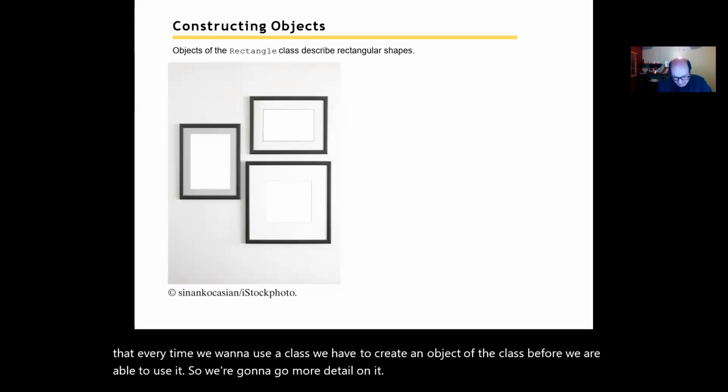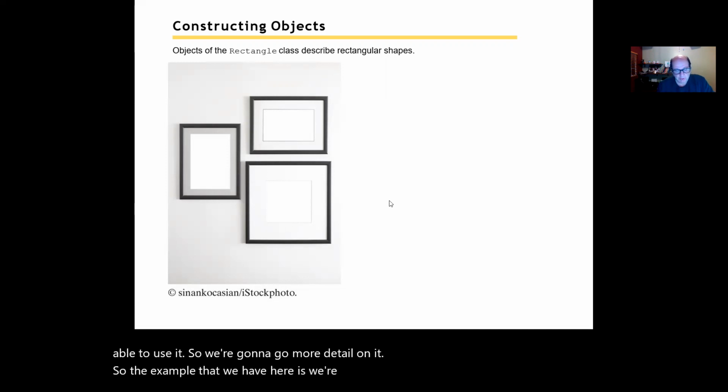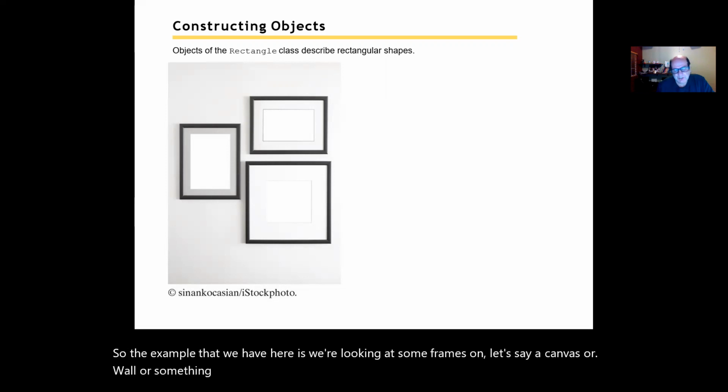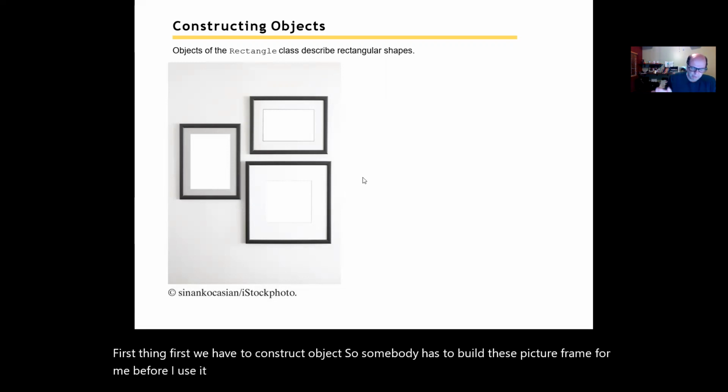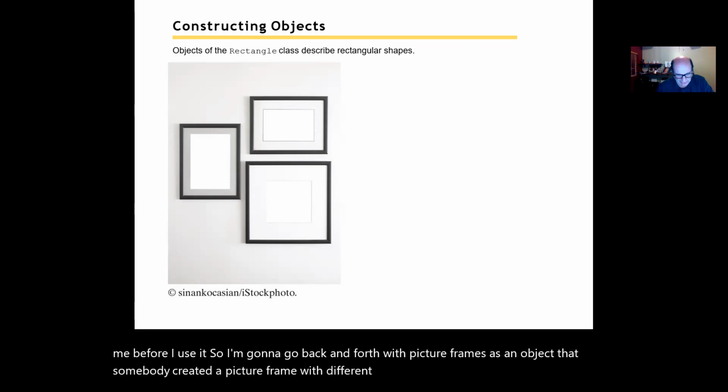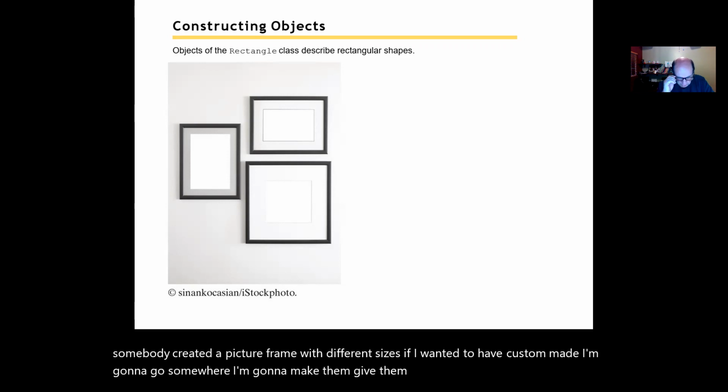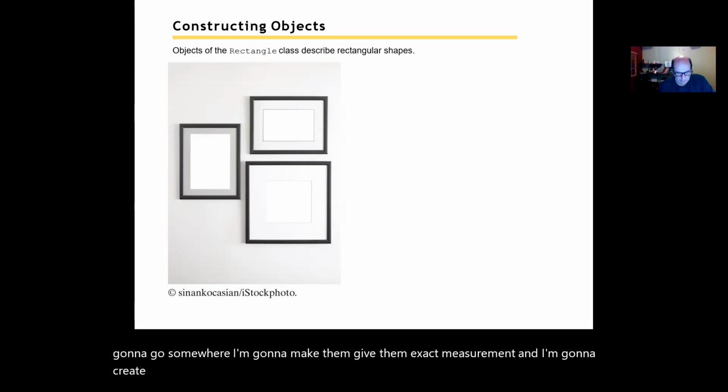So the example that we have here is we're looking at some frames on, let's say, a canvas or a wall or something. First things first, we have to construct the object. Somebody has to build this picture frame for me before I use it. I'm going to go back and forth with picture frames as an object that somebody created, with different sizes. If I wanted custom made, I'm going to go somewhere, give them exact measurements, and create that custom picture frame.